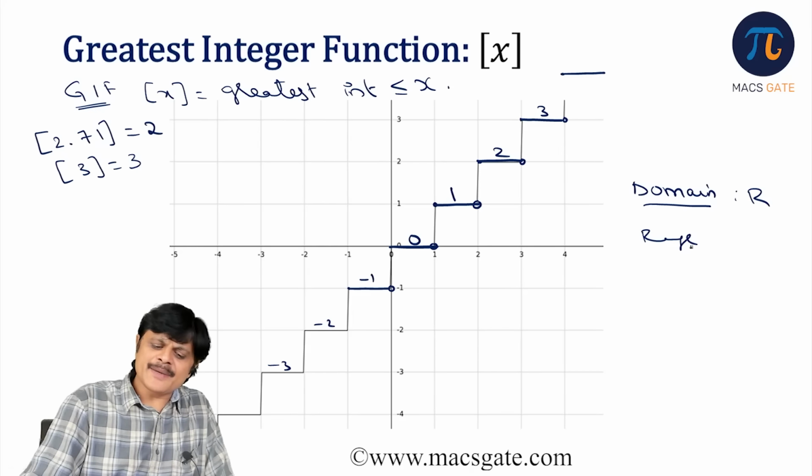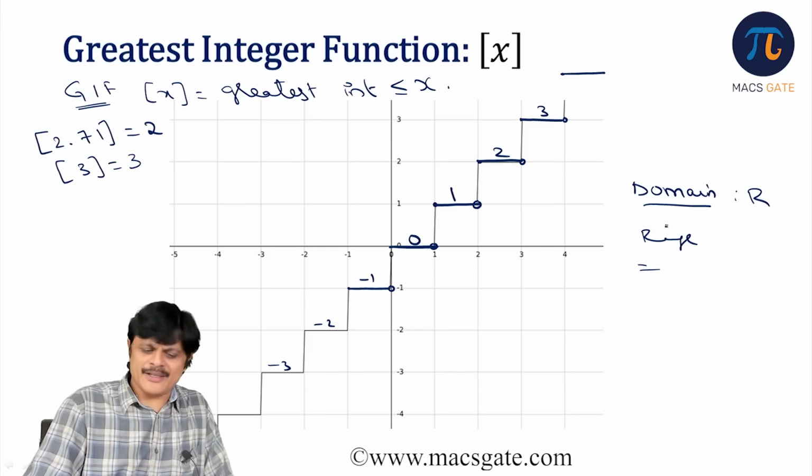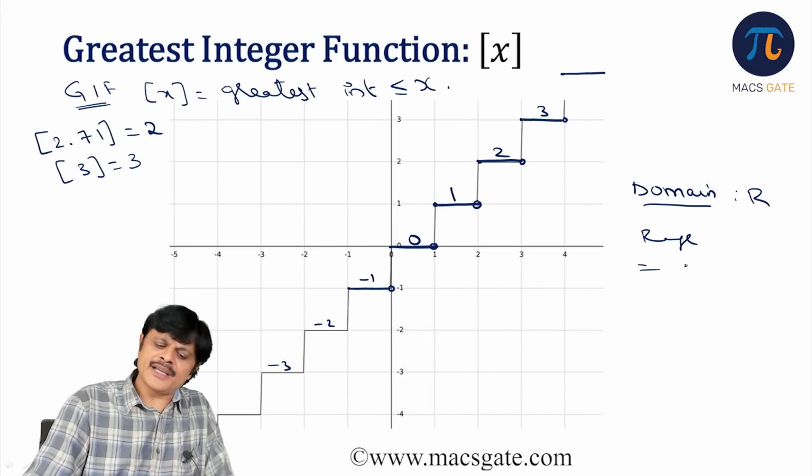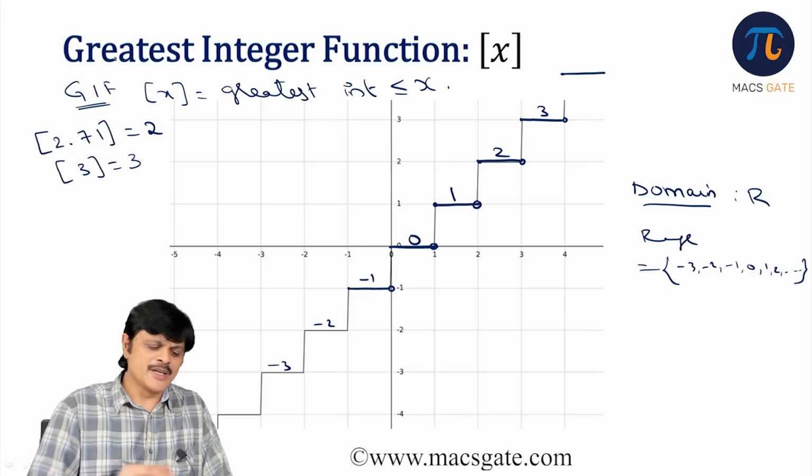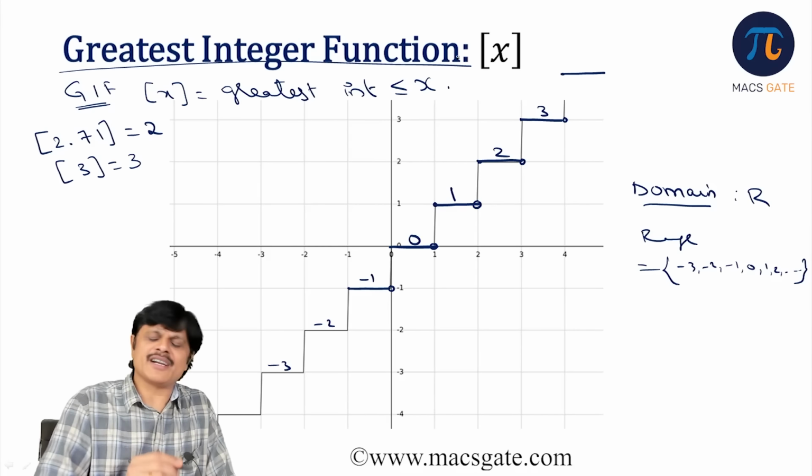But the range takes only integer values. See here 0, 1, 2, 3. So it takes only integer values: -3, -2, -1, 0, 1, 2, 3. So this is about the greatest integer function.